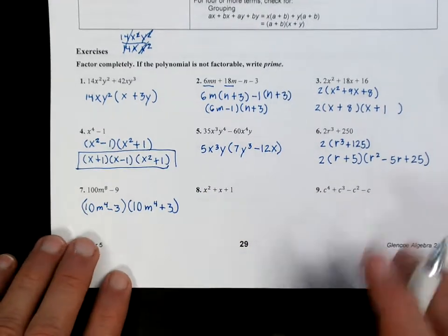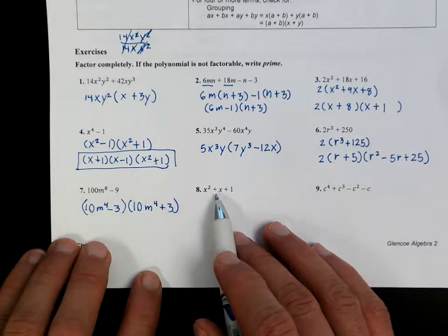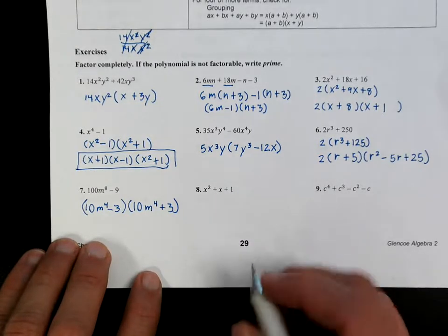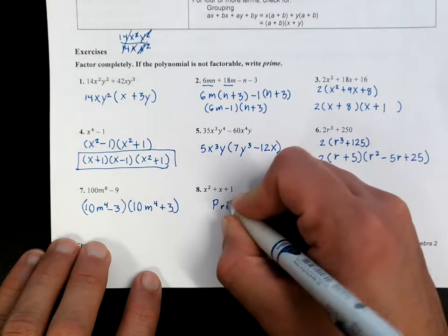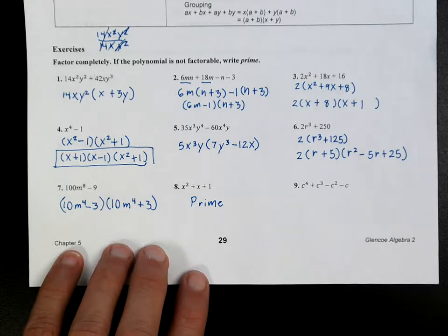Kind of weird, right? Now this one right here, can you think of factors of 1 that have to add up to 1? The answer hopefully is no, you can't, because there's none. So this is actually a prime factor, or that means you cannot factor that. It's unfactorable. All right. Number 9 is pretty interesting.